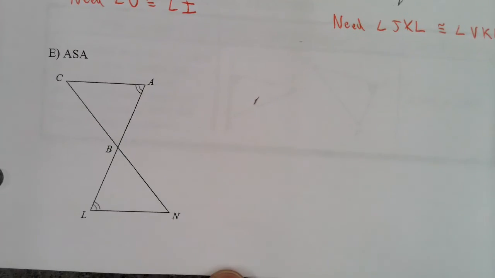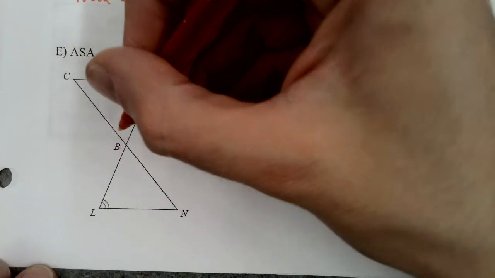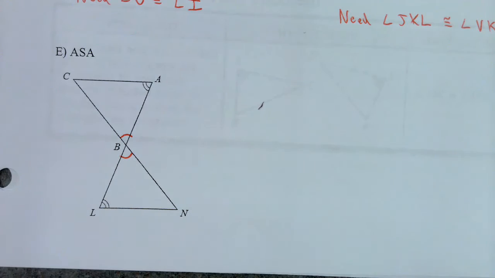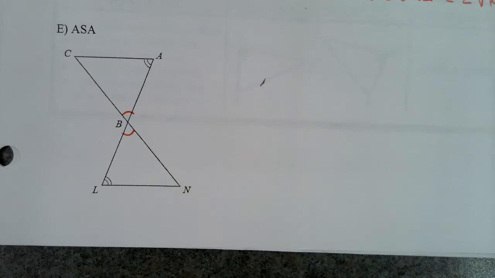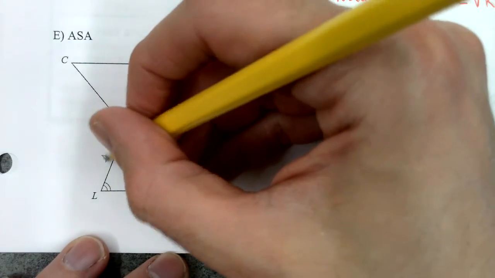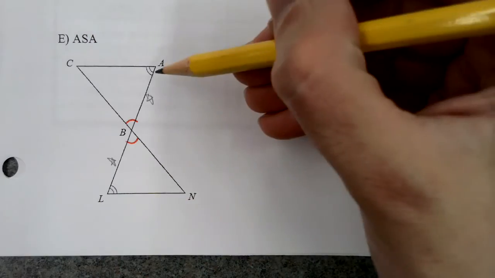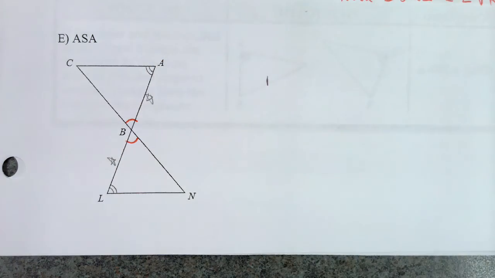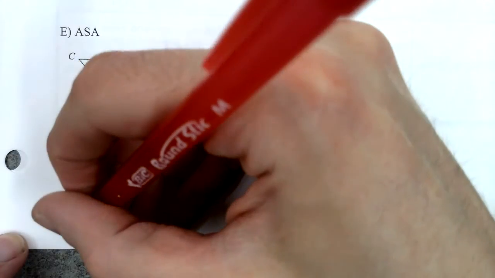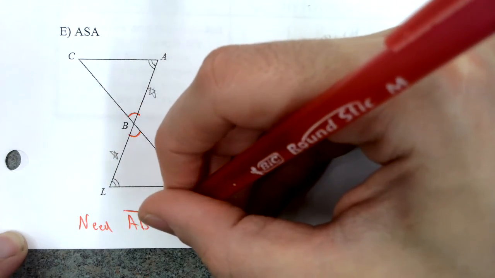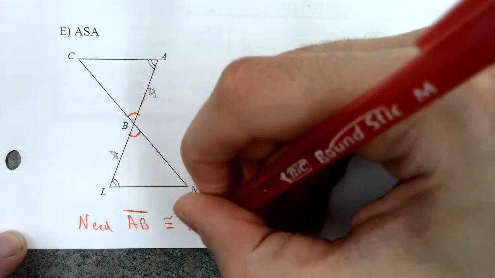And this last one, what do you need for angle, side, angle? Now, you already know that the vertical angles are congruent, so label that yourself. You do not need to be told that. For angle, side, angle, it means you need the included sides congruent. So it means you need side AB and side BL. So if you have that, then it does go angle, included side, angle. So you need AB to be congruent to LB.